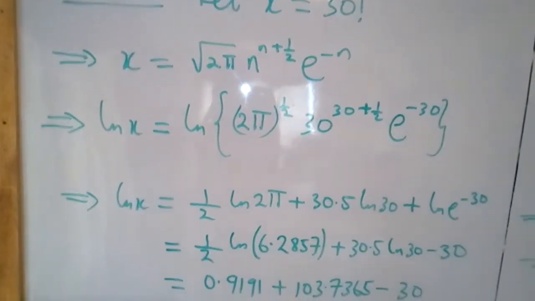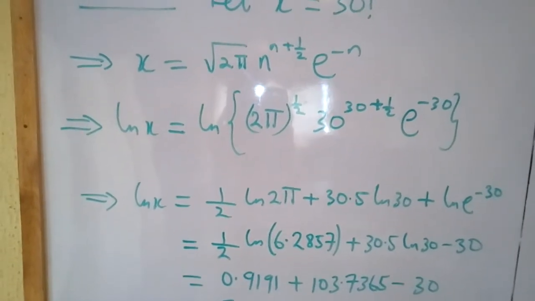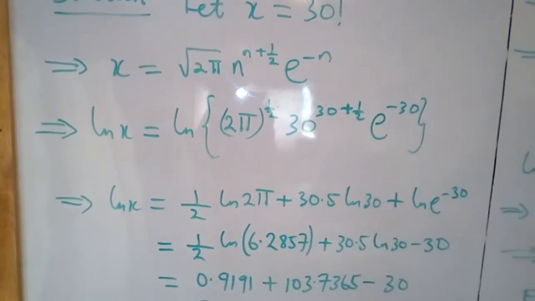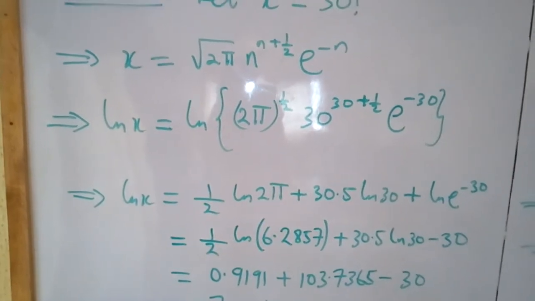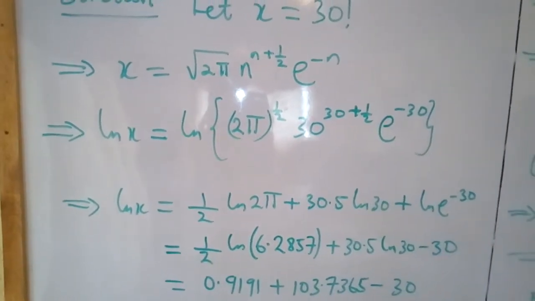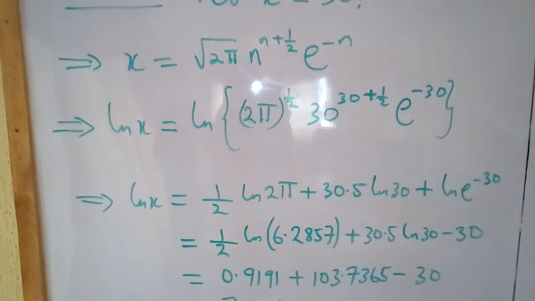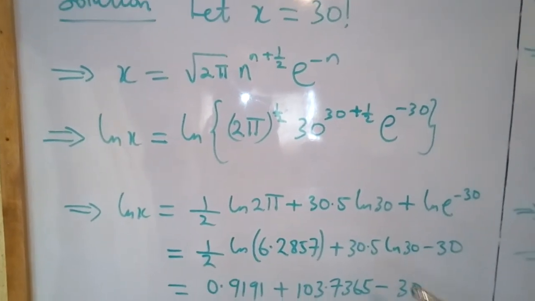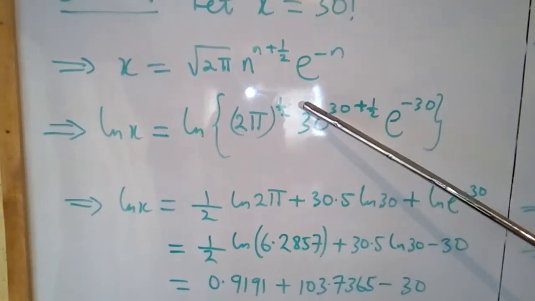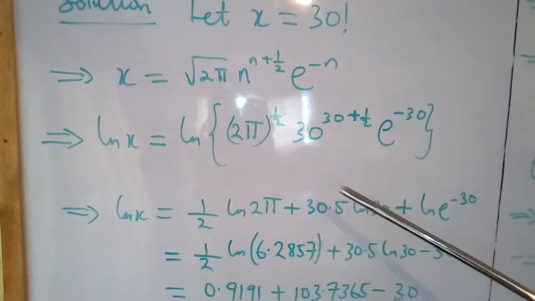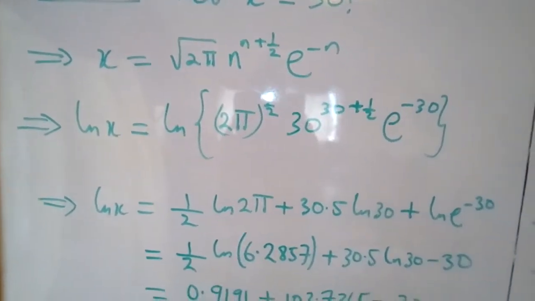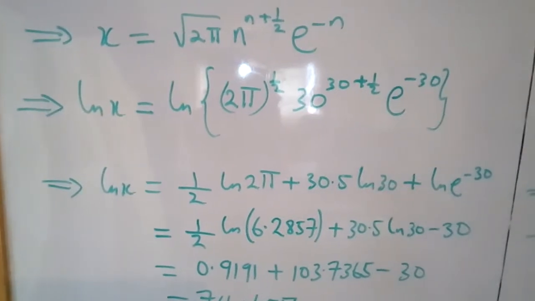Remember that in the law of logarithm, multiplication will change to addition. So if we expand this bracket and take the ln or logarithm of s to the base e, we now have that. Using the same law of logarithm, this becomes half ln 2 pi.